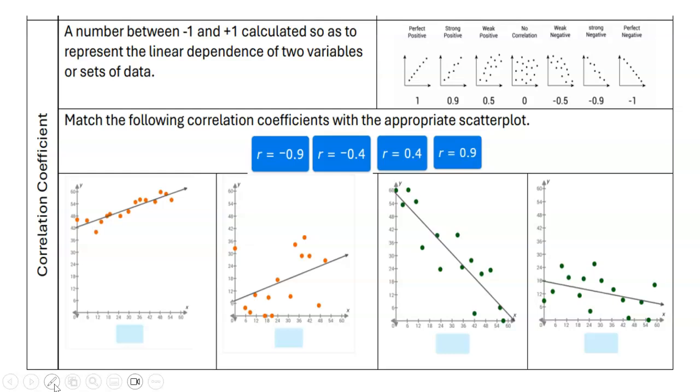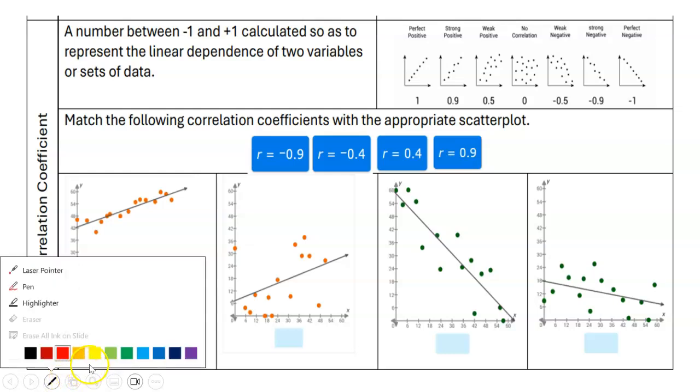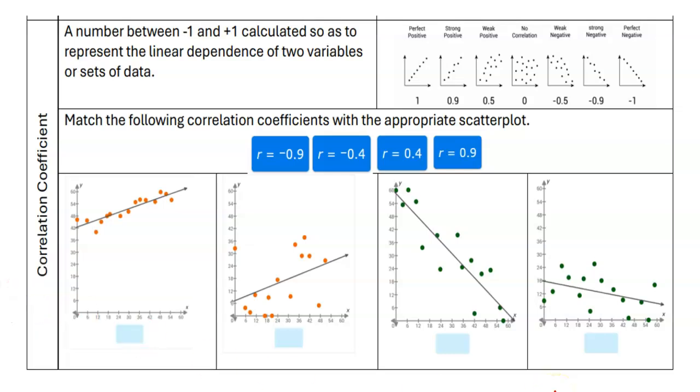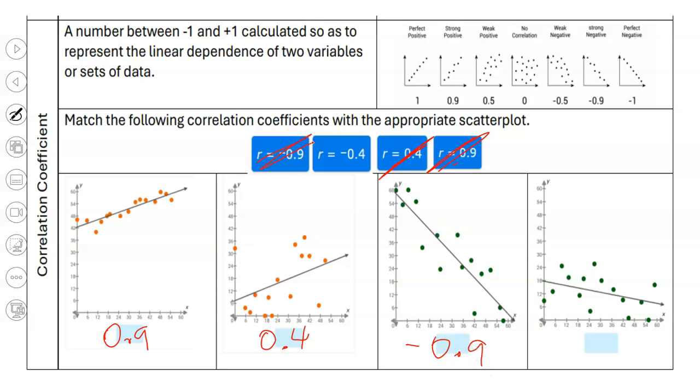So if I look, which of my two positive lines has the stronger correlation? And hopefully you guys are going, Mrs. Stroll, this one is stronger. So this would be an R value of 0.9. And then my other positive one, this one would be 0.4. Okay, now we're going to do the same thing for the negatives. Which one is closer together? And you're going to say, okay, this one is negative 0.9. And then this one is negative 0.4.